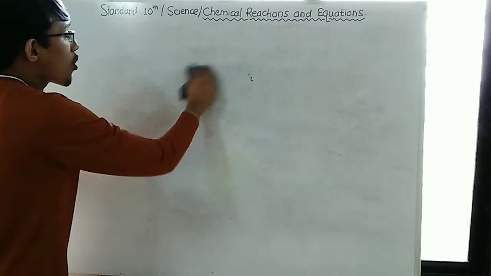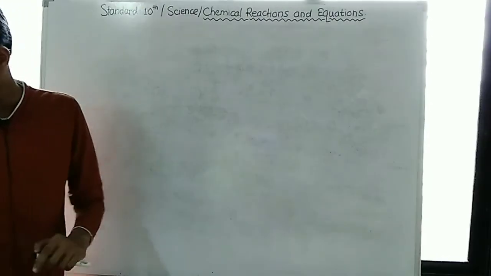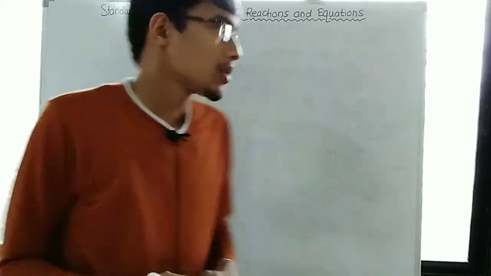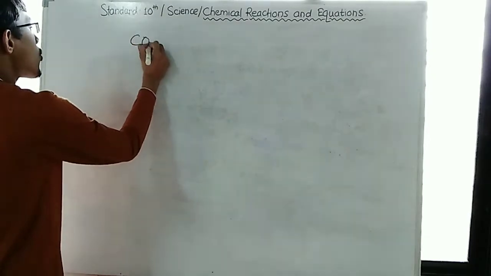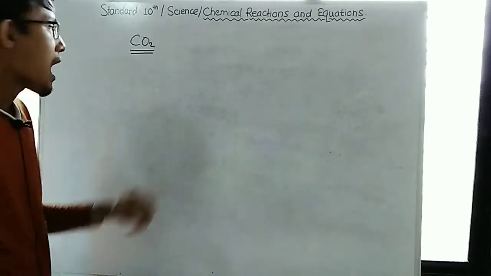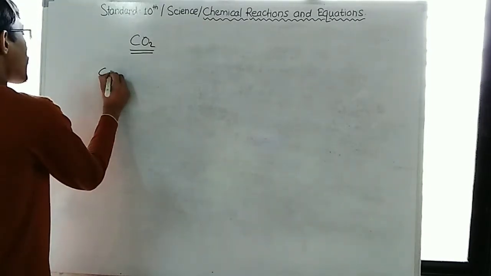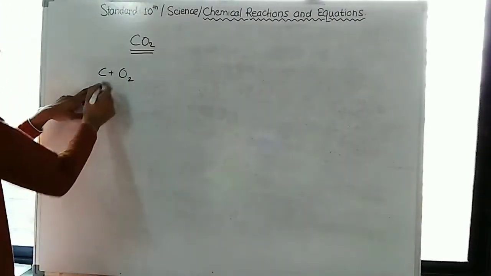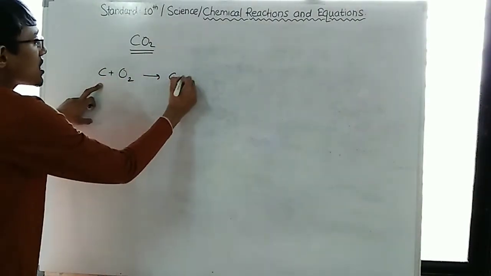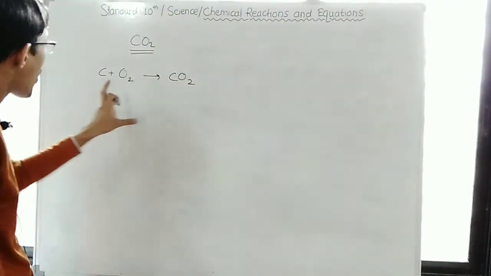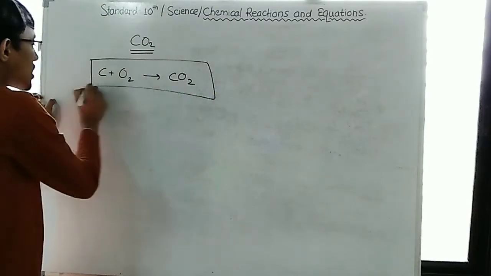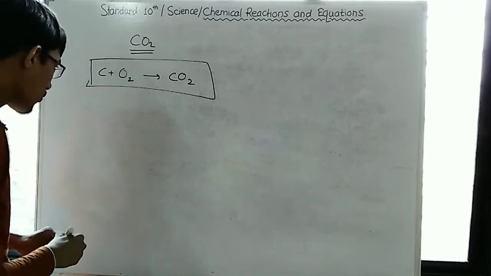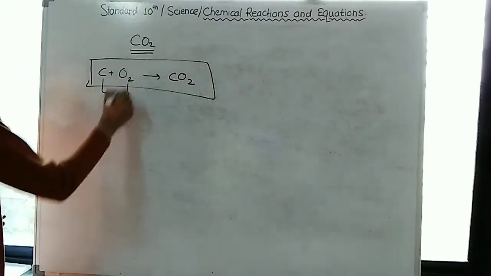Let us take an example of the formation of carbon dioxide. Now we know CO2 is nothing but carbon dioxide, and it is formed by the combination of carbon and oxygen molecule. So when carbon is added to O2, we get CO2. This particular equation is a chemical equation, where you will see the reactants and the product.